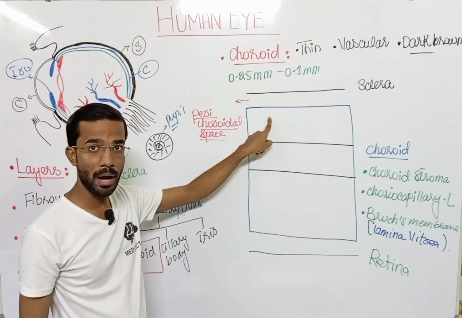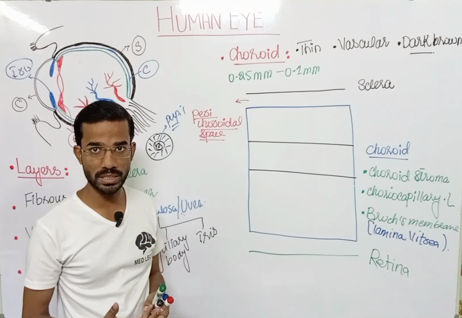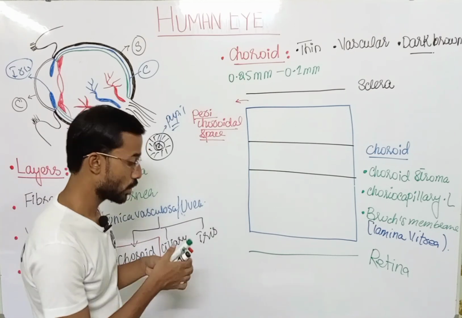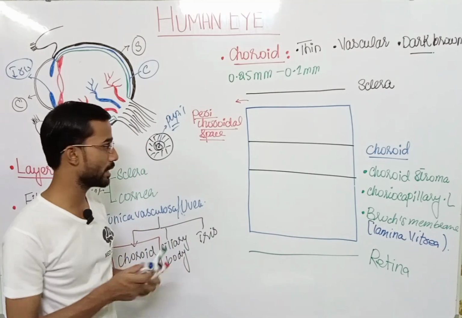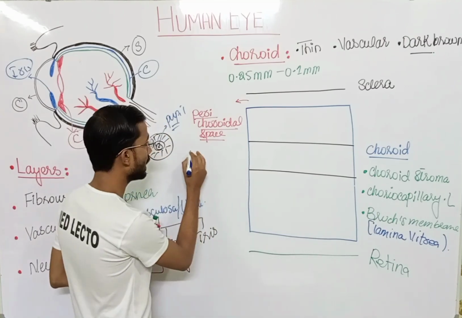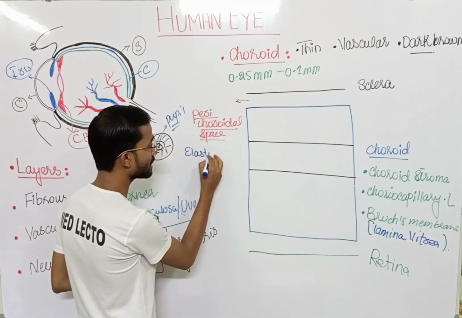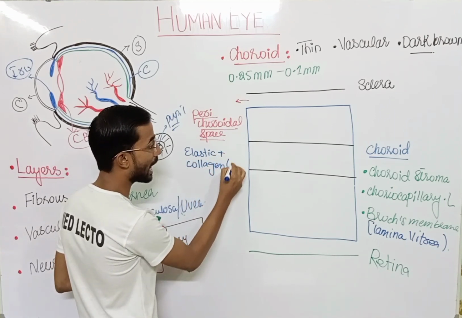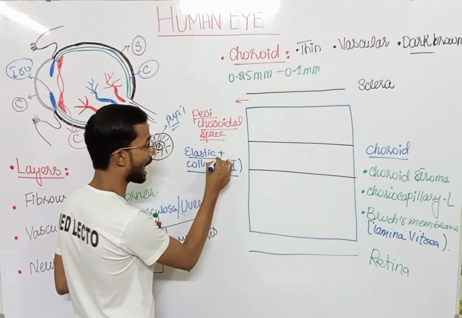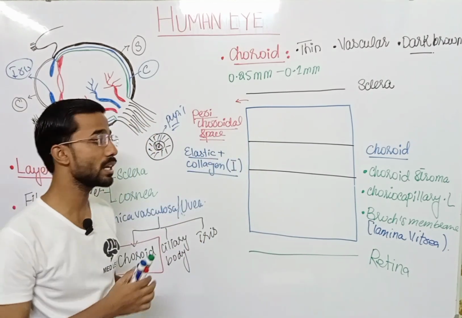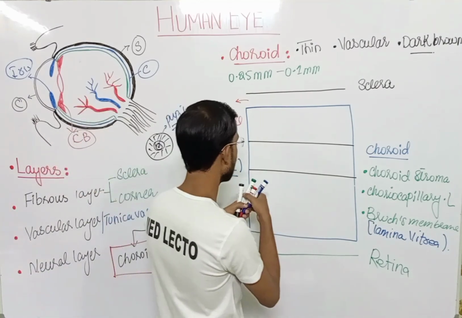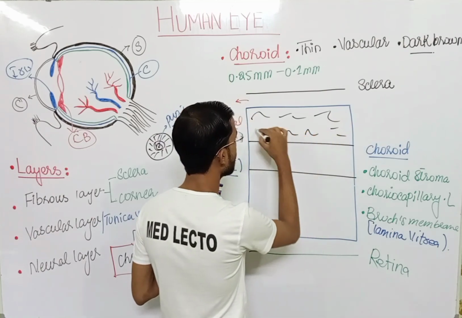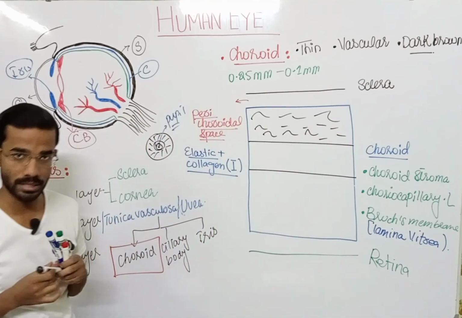In the choroid stroma, you will see different types of cells and different fibers present. Most importantly, 2 main fibers are present in this first layer, the choroid stroma: elastic fibers and collagen type 1 fibers. So if you see here, collagen and elastic fibers are present in this layer.